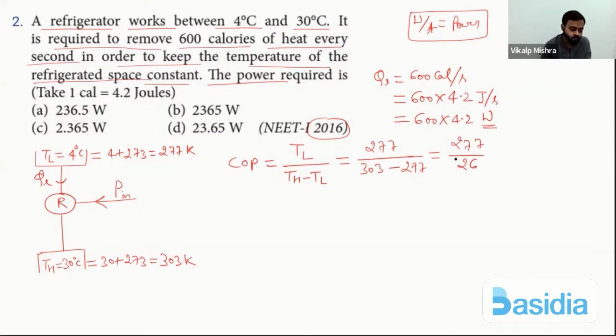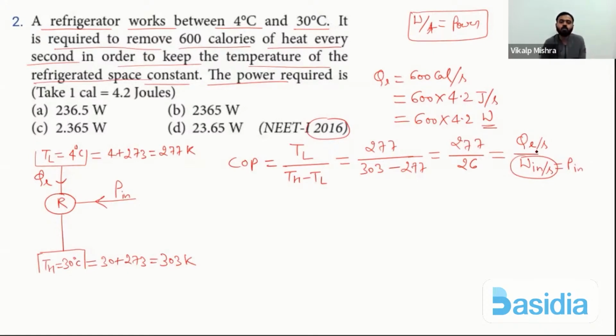Now, this is our COP. And one more formula was there for COP. What was the formula? The formula was Q extracted divided by work input. But here Q extracted is given per second, and they are asking in the question work input per second. Work input per second is power input. We have to find power input, simple.